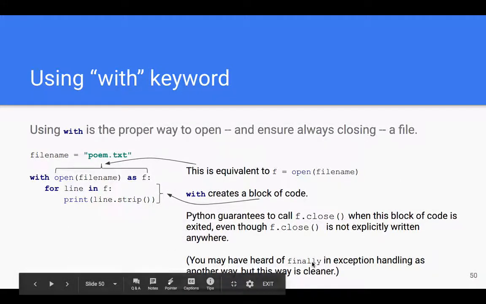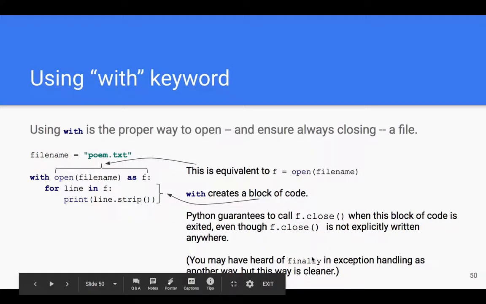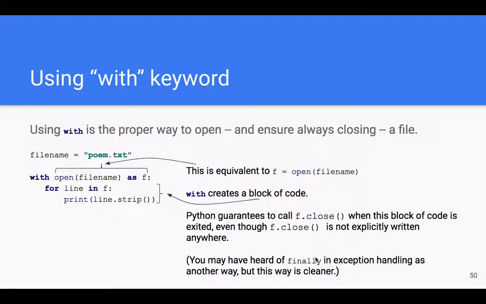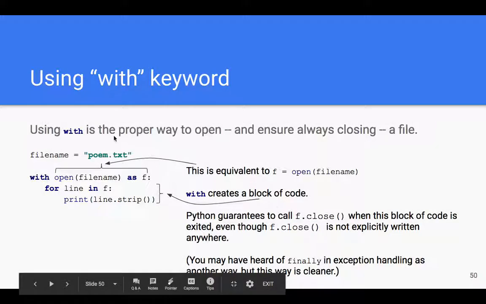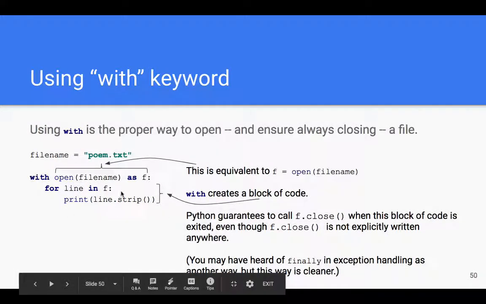Now if you have studied exceptions before, or in other languages like Java, you might have heard of the finally keyword that guarantees to execute a certain block of code. But using with is even better than using finally, because it's just so much cleaner. This just looks very clean.